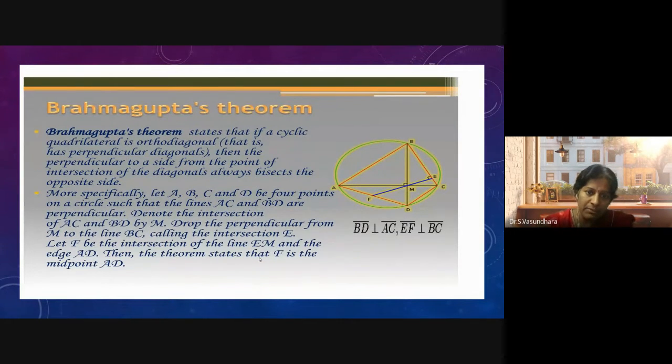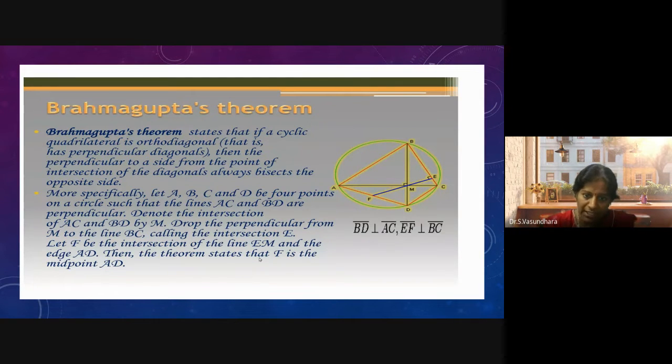Brahmagupta's theorem states that if a cyclic quadrilateral is orthodiagonal, then the perpendicular to a side from the point of intersection of the diagonals always bisects the opposite side.